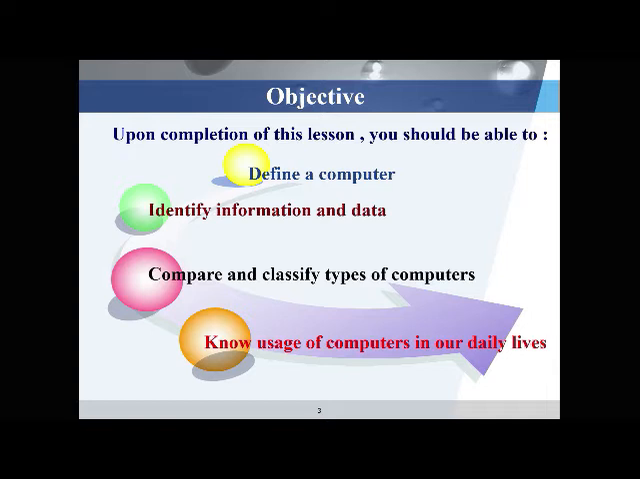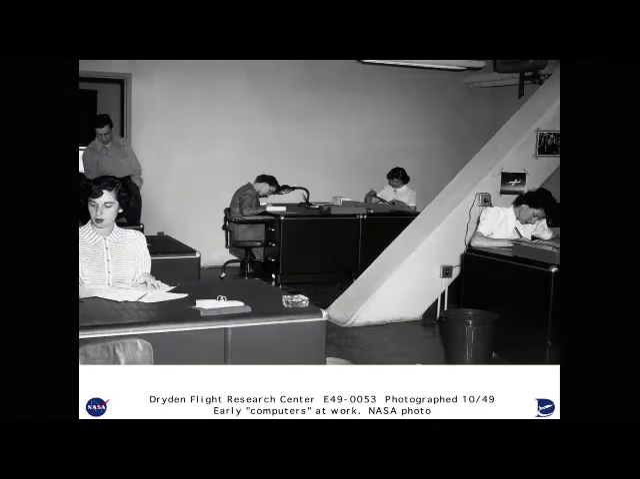So what exactly is a computer? You probably will say, okay, computers must be those types of machines we can use to do a lot of stuff. And let me show you an image. This image is from 1949. It's from NASA, from the Dryden Flight Research Center. You can see those are the early computers at work.